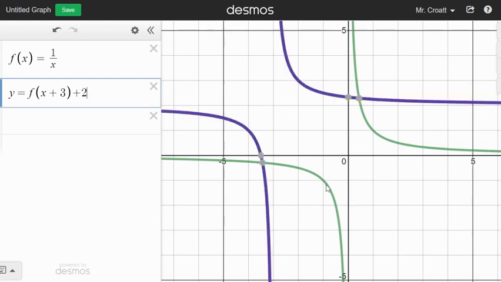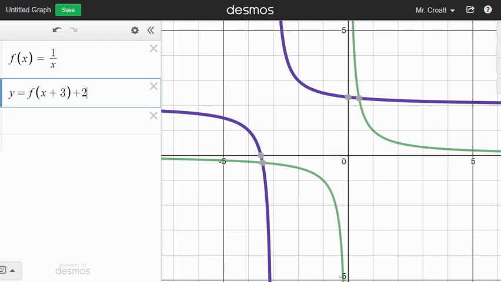So this point, for example, has been moved to the left by 3, up 2. This point right here, the point (1, 1), has been moved to the left by 3 and up 2. And we see the resulting graph. Now, I'm using function notation here.